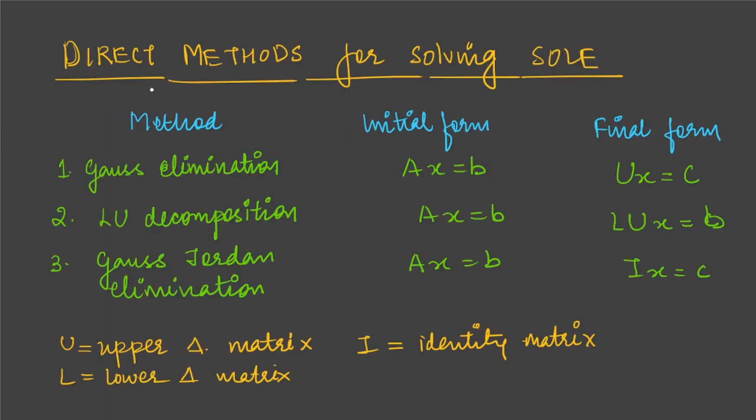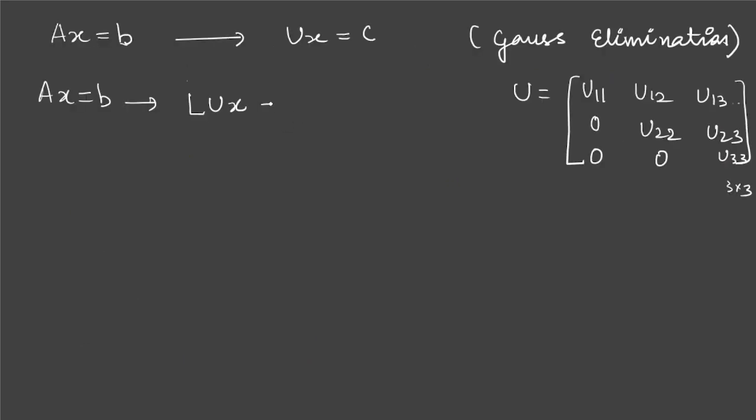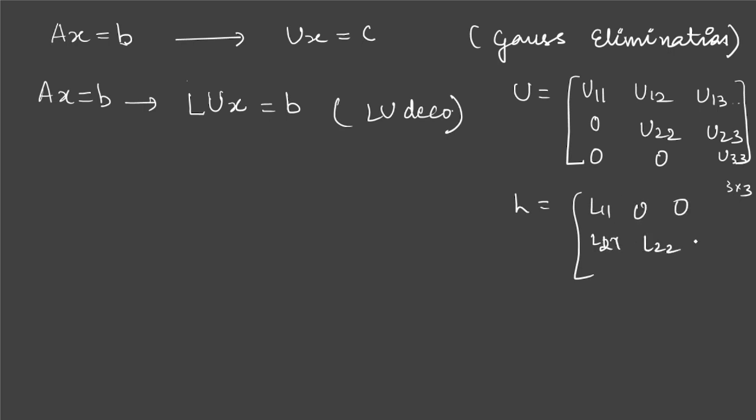Just now I told you LUx equals B. In this case, this is our LU decomposition. This L matrix is a lower triangular matrix: L11, then 0, 0; then L21, L22, 0; then L31, L32, L33. That's how our lower triangular matrix looks. I hope it is okay for everyone.